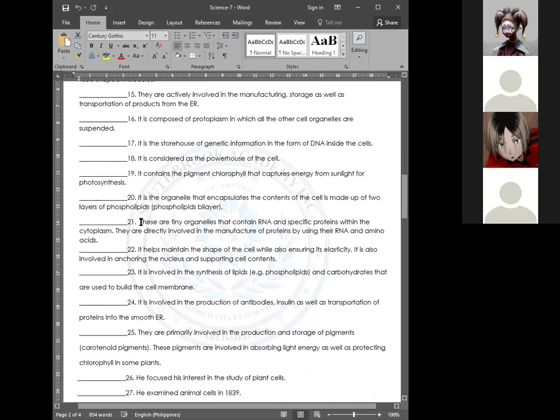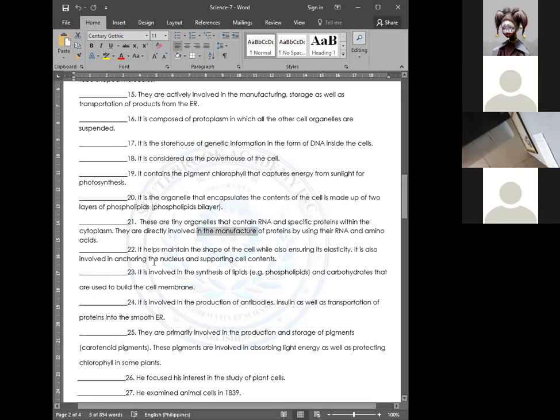These are tiny organelles that contain RNA and specific proteins within the cytoplasm. They are directly involved in the manufacture of proteins by their RNA and amino acids. They are involved in the manufacturing of proteins, meaning this is the protein factory of the cell. What do you think is the answer? If it is protein factory of the cell, it is ribosomes. Again, it is ribosomes because it is protein factory of the cell.